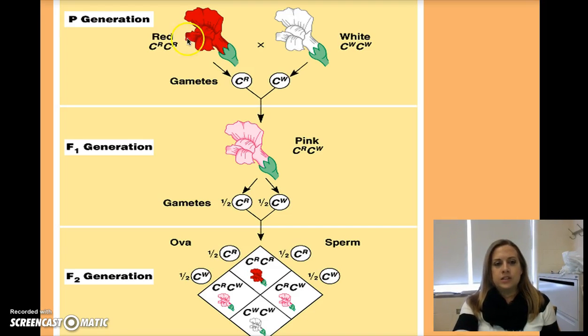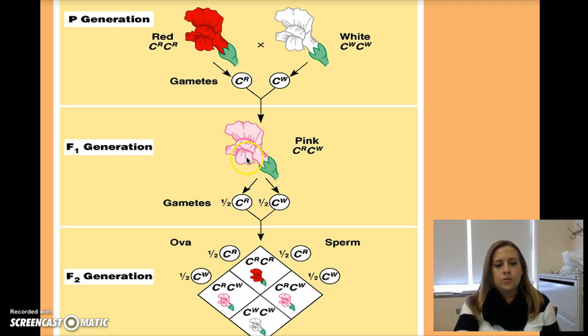If we take a look at this, here's our P generation. Again, we have our red and our white. I do want you guys to notice that the alleles are written separately. Here we have C capital R's and C capital W's, with the R's and W's written as a superscript. C here would be color, and the red is the R, and the white is the W. When you cross the red and the white, you get the gametes CR and CW. So you will get an F1 generation of all pink flowers.